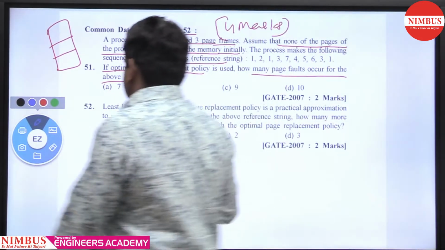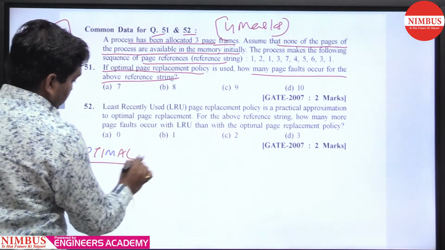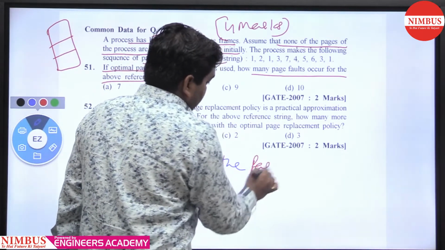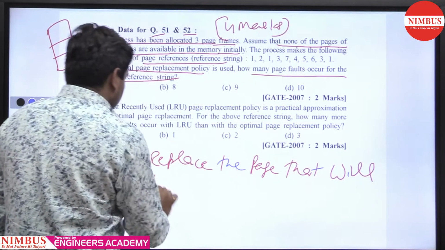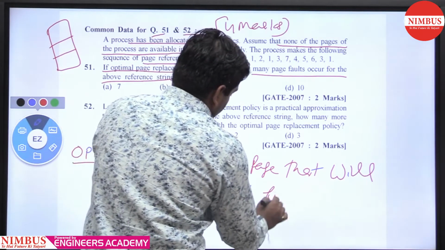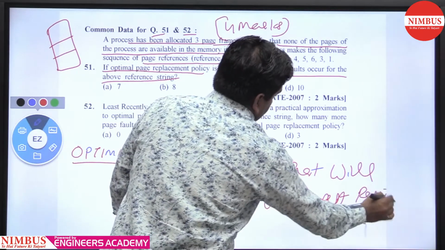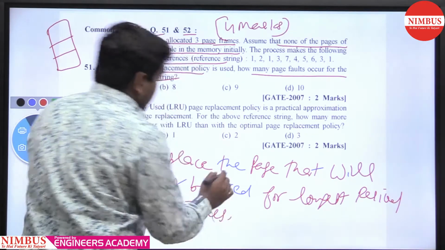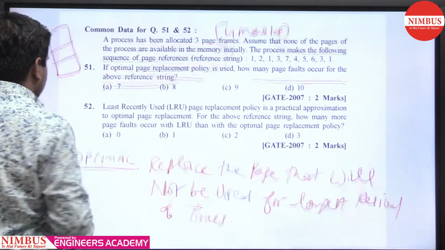And what about the optimal? Optimal says replace the page that will not be used for the longest period of time. That will not be used for the longest period of time. That is the meaning of optimal, and it is just the reverse of the LRU.